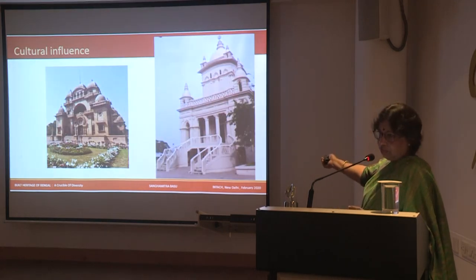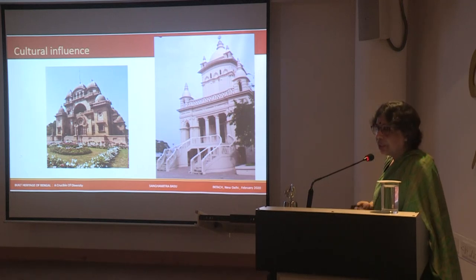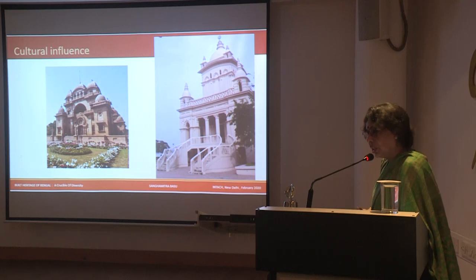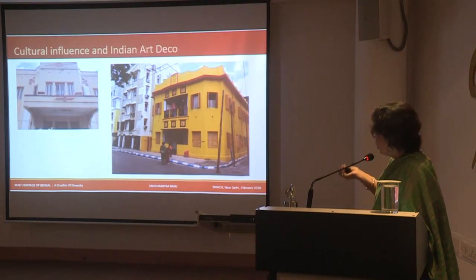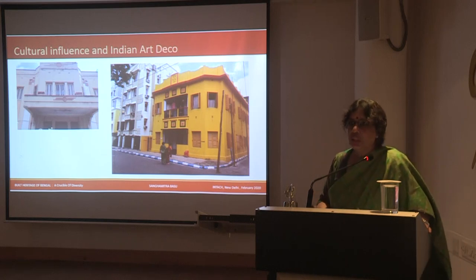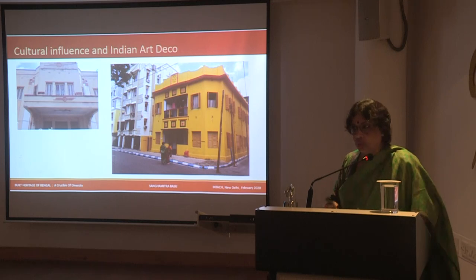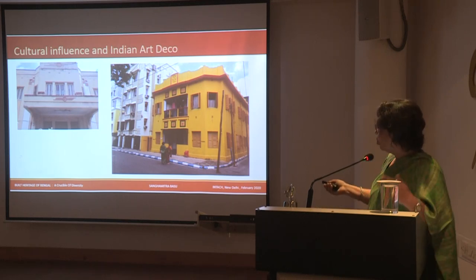And this is Belur Math, where you see that. So what happened is the cultural influence. Because of the Renaissance, we were also seeing what we know as the Art Deco movement, which happened mostly in India. It was not purely what we know as Art Deco. It's called Indian Art Deco. There are so many in southern Calcutta, so there is a movement going on.